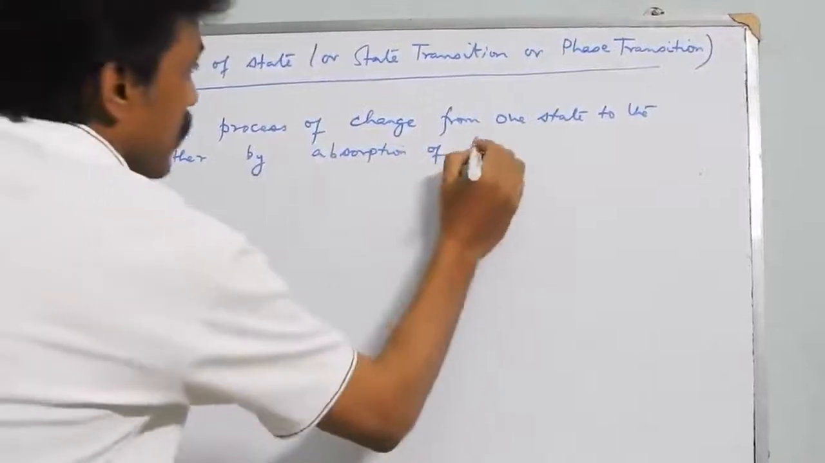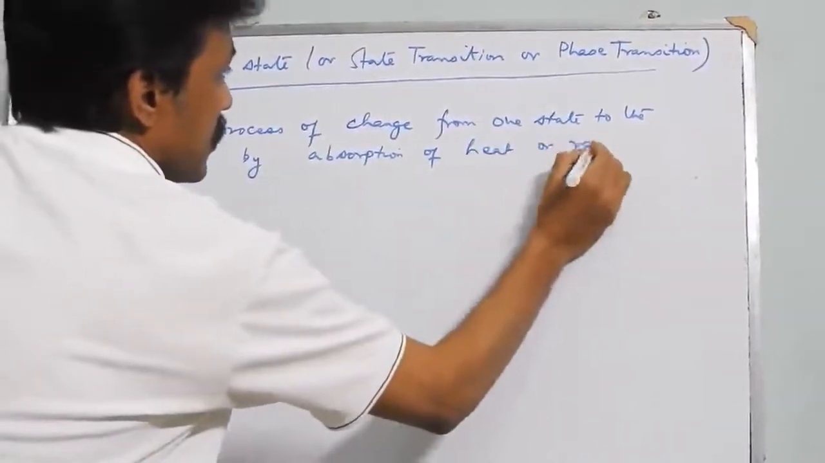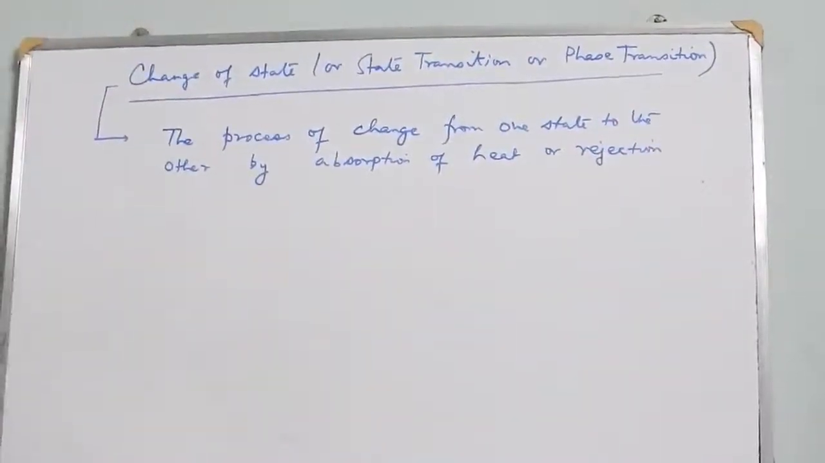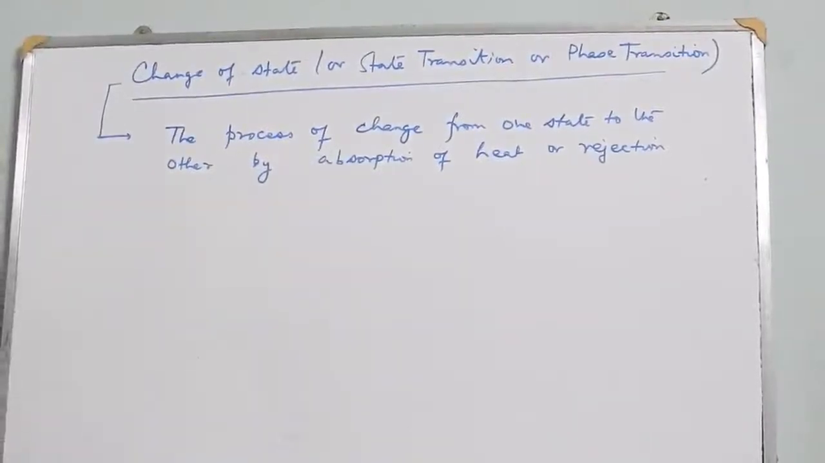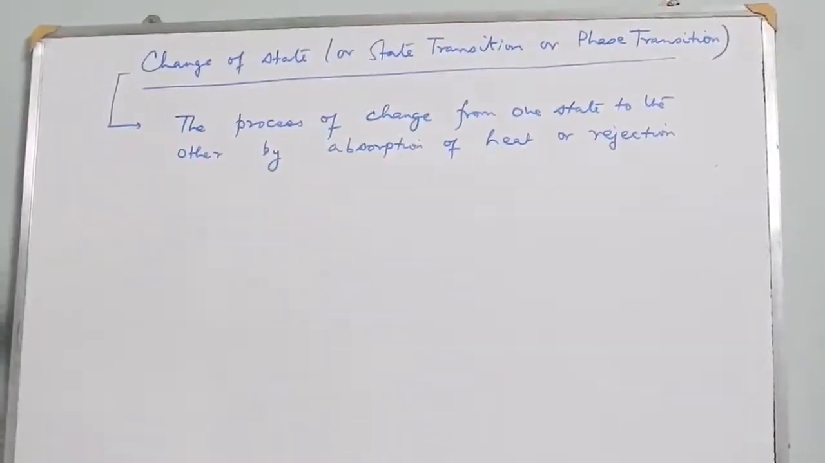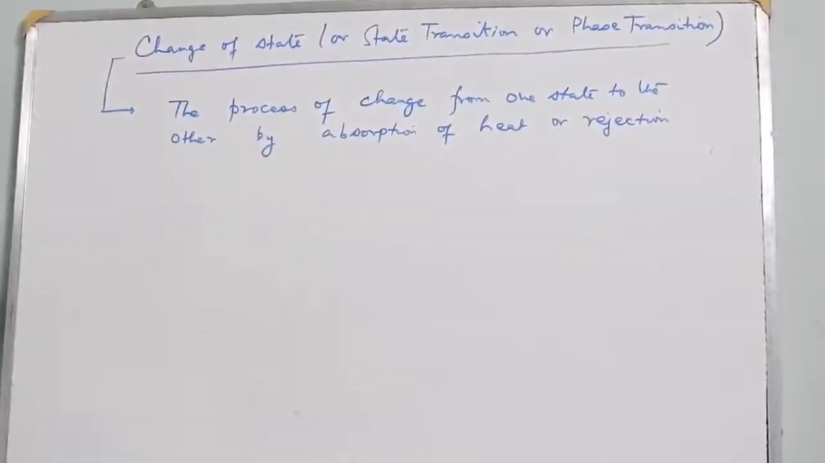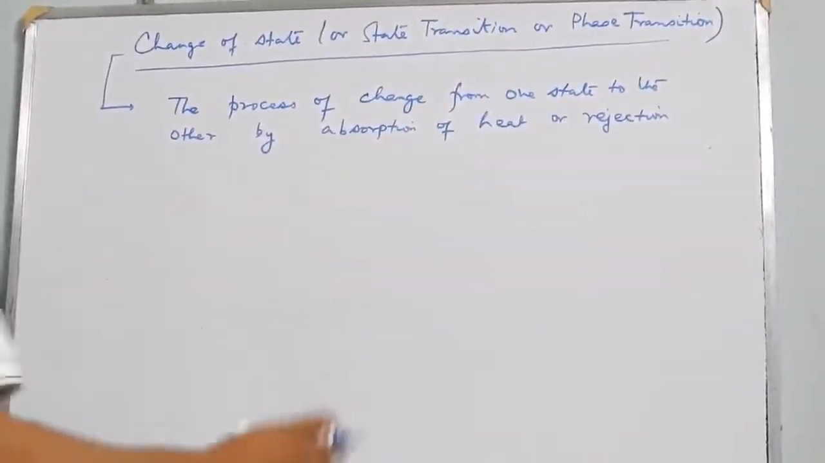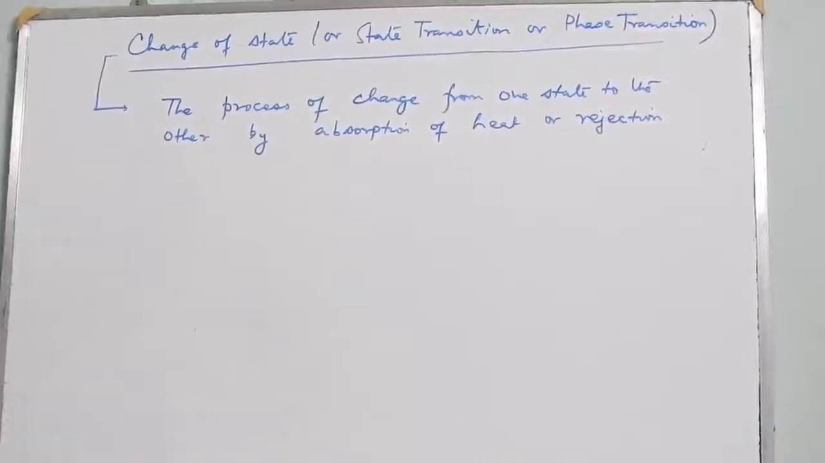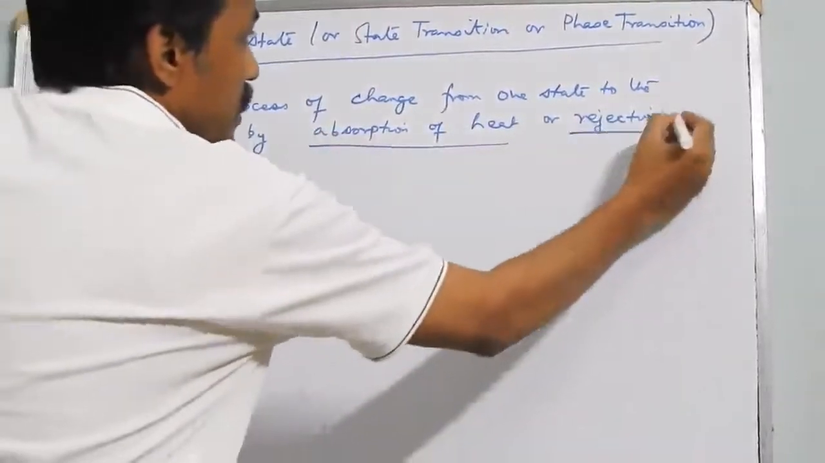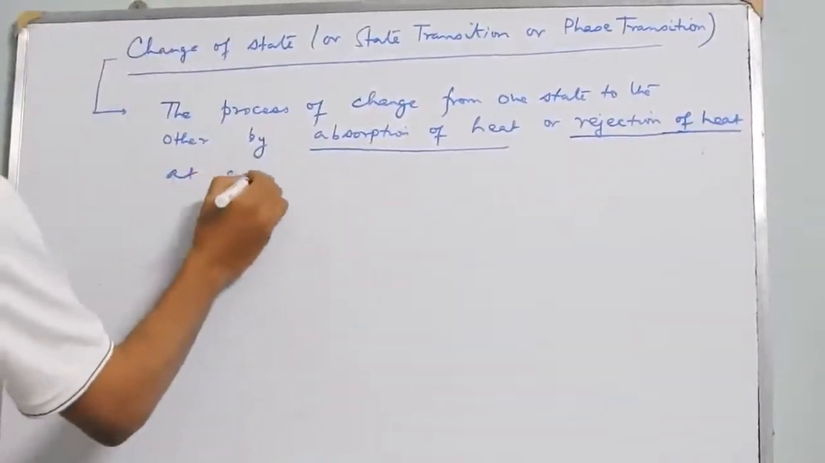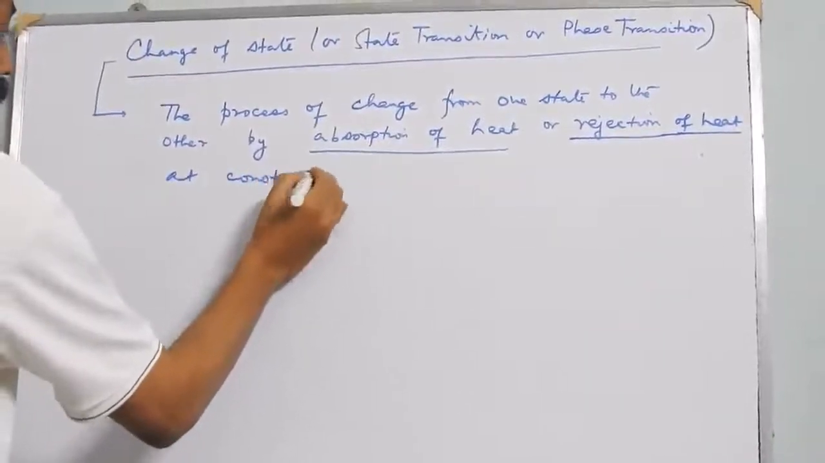Absorption of heat or rejection of heat. So when a substance is in the solid state and it absorbs heat, then it can go to the liquid state. Or a substance in liquid state, if it rejects heat, it can go to the solid state. Now this happens at a constant temperature. The temperature does not vary whenever the substance is changing its state. So you can say that it is a process whereby there is a change from one state to another by absorption or rejection of heat, and that happens at constant temperature.